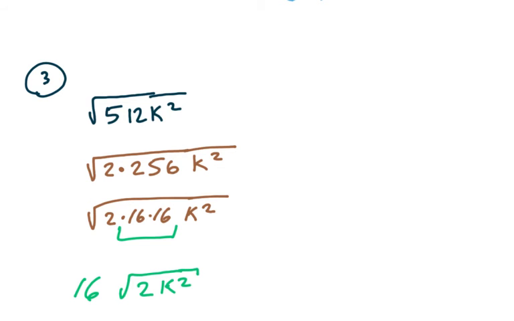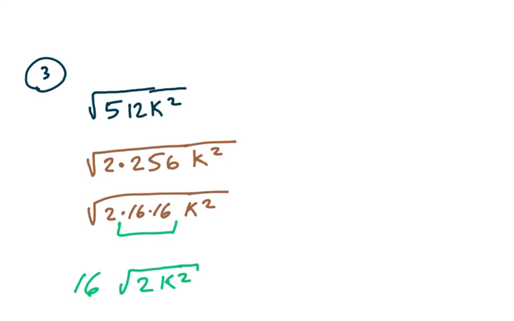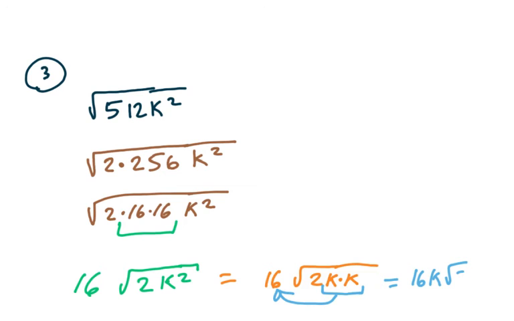Now, this is interesting because you're actually not done yet, and this is the new part. With k squared, this is actually saying 2 times k times k. Now I have k paired, so I can actually take a k out. So these k's go on the outside, and I'm left with 16k square root 2 as my final answer.